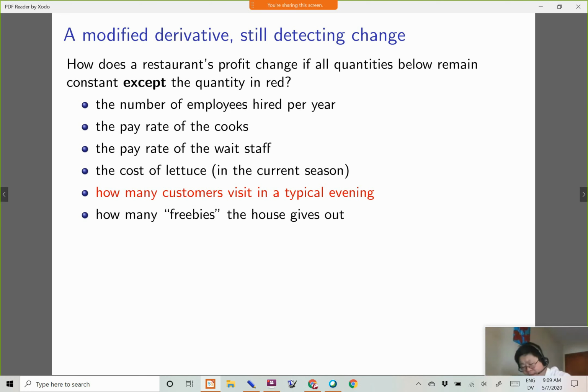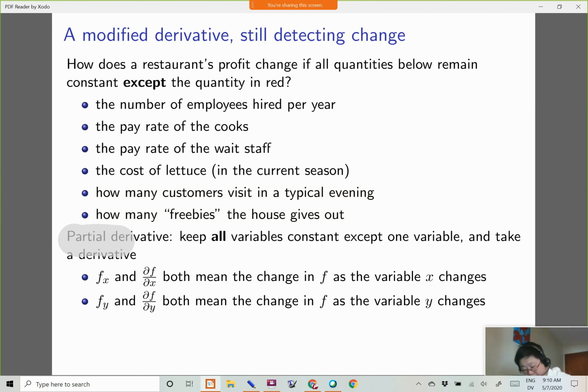So that's what we're here to try to talk through: the situation where there are many quantities and most of them are not going to change. We're just going to talk about how, if one quantity changes, how does that affect the output? Again, here I think it's good to think about output being represented by profit.